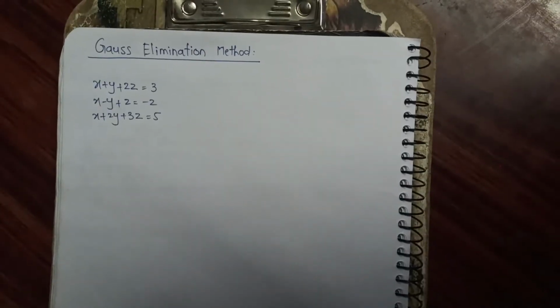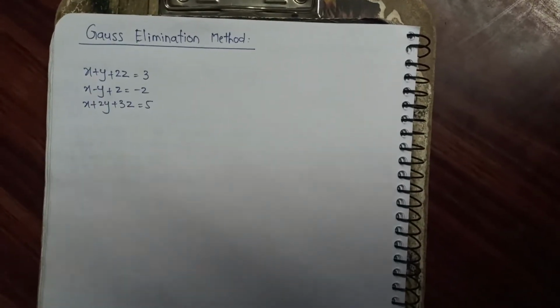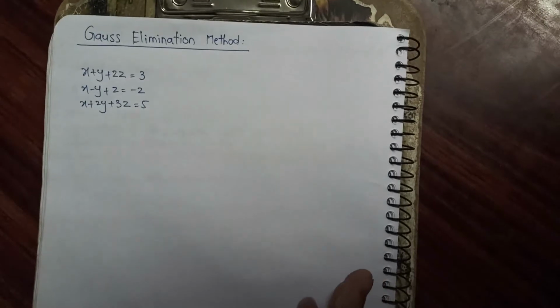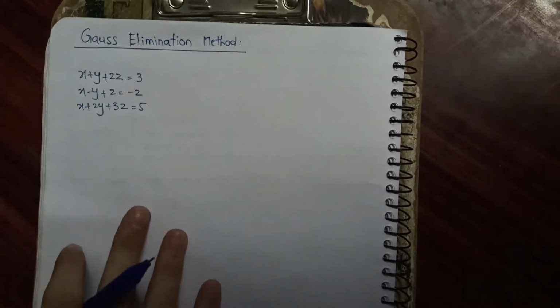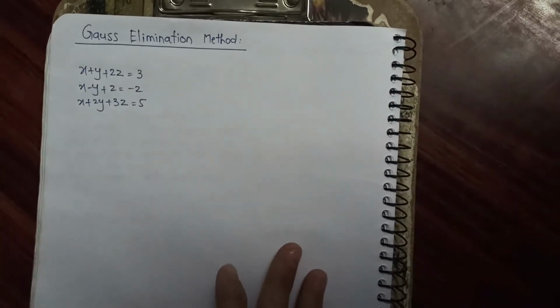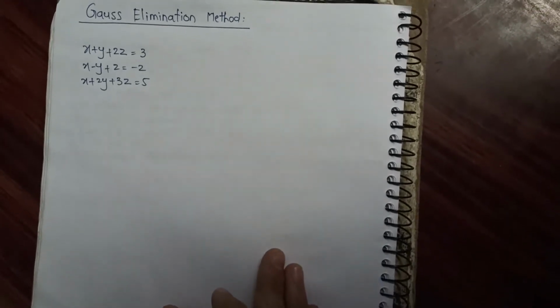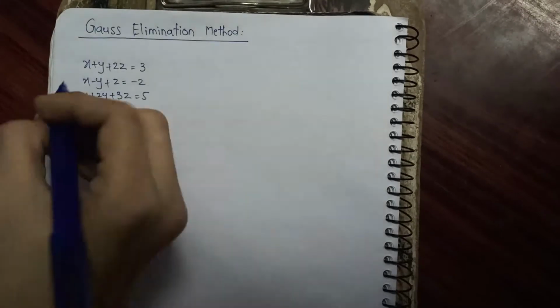Gauss elimination method is used to find out the solutions for system of linear equations. As we can see, we have three equations here. They form a linear system of equations, and we will use Gauss elimination method to find out the values of x, y and z. The first step of Gauss elimination method is converting these equations into a matrix form.